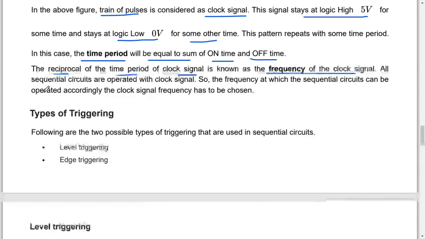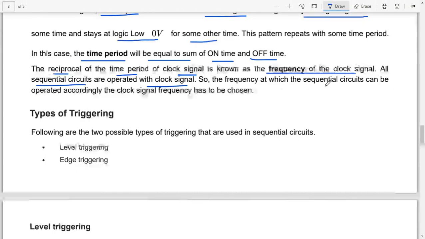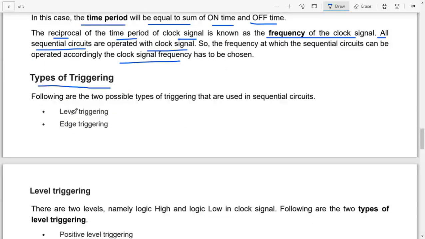All sequential circuits are operated with a clock signal. So the clock signal frequency has to be chosen according to the frequency at which the sequential circuit can be operated. Types of triggering. The following are the two possible types of triggering used in sequential circuits: one, level triggering, and two, edge triggering.